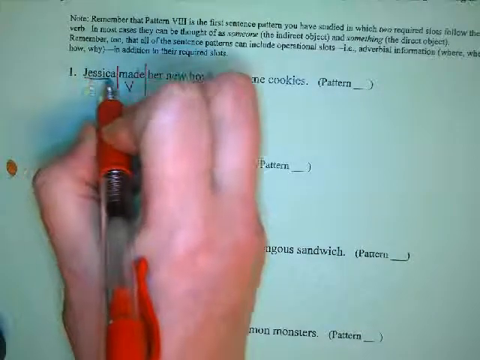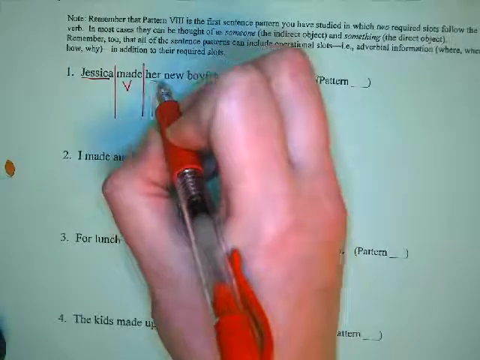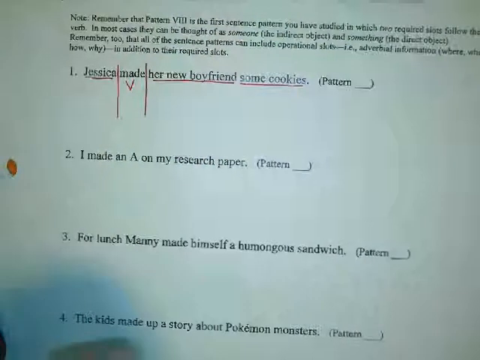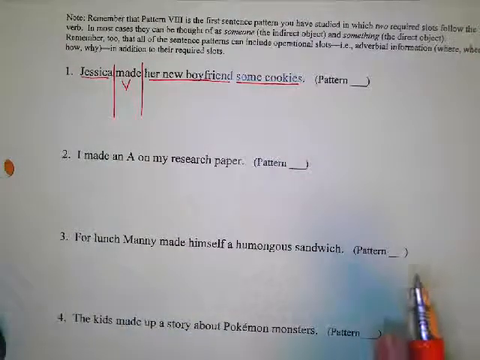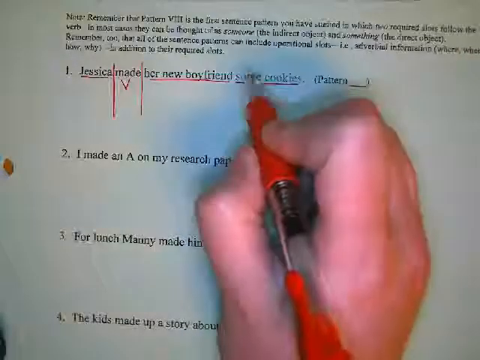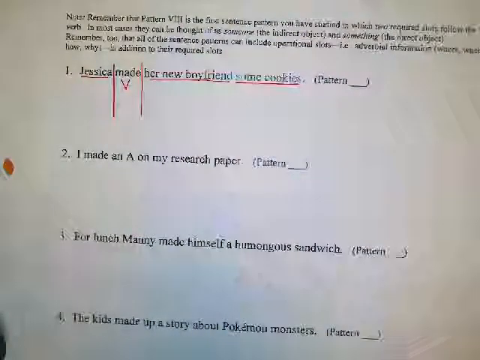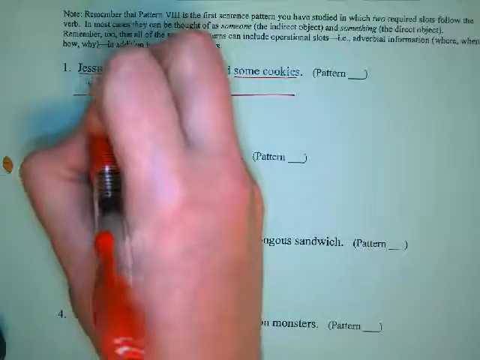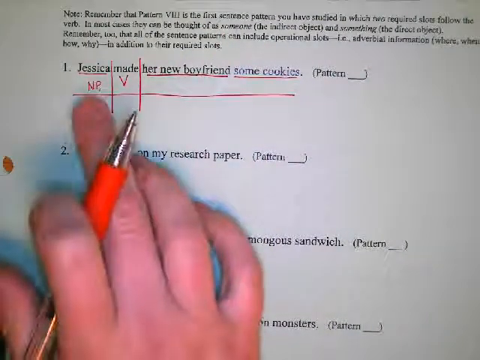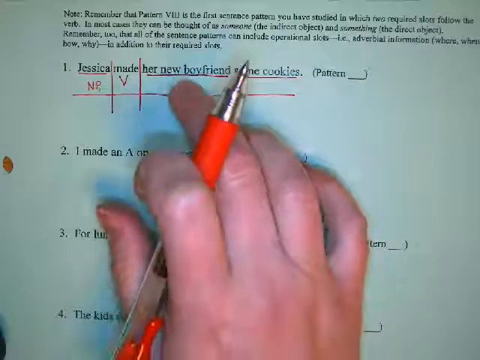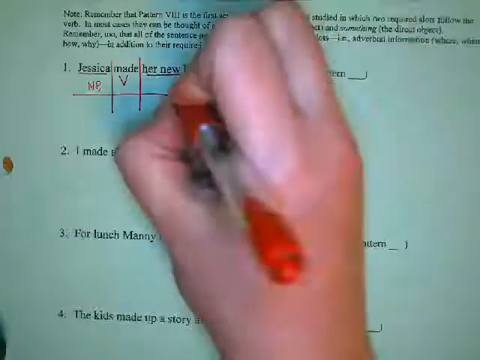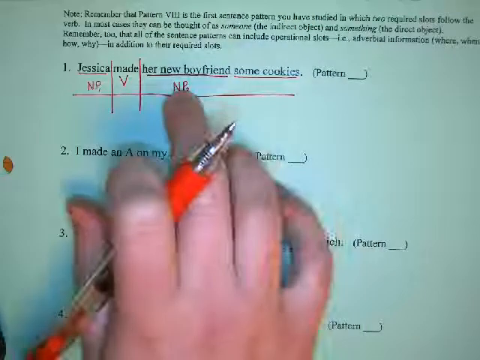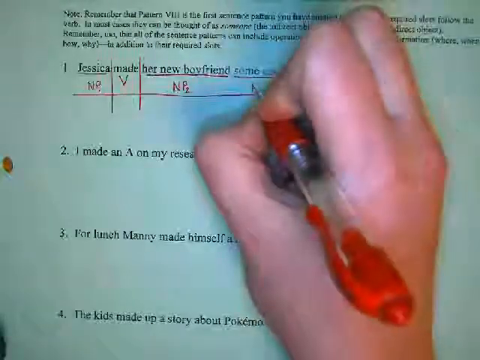So if we look at our sentence, we've got Jessica's a noun phrase, her new boyfriend is a noun phrase, and some cookies is a noun phrase. So I like to underline and group my noun phrases, because even if they get absorbed by a preposition, that still makes it a little easier for me to figure out what I have. So across the top row there, Jessica's the first thing that we have in our sentence, so she's noun phrase 1. Her new boyfriend is different than Jessica, so that's noun phrase 2. And cookies are different than the boyfriend and different than Jessica, so that's noun phrase 3.